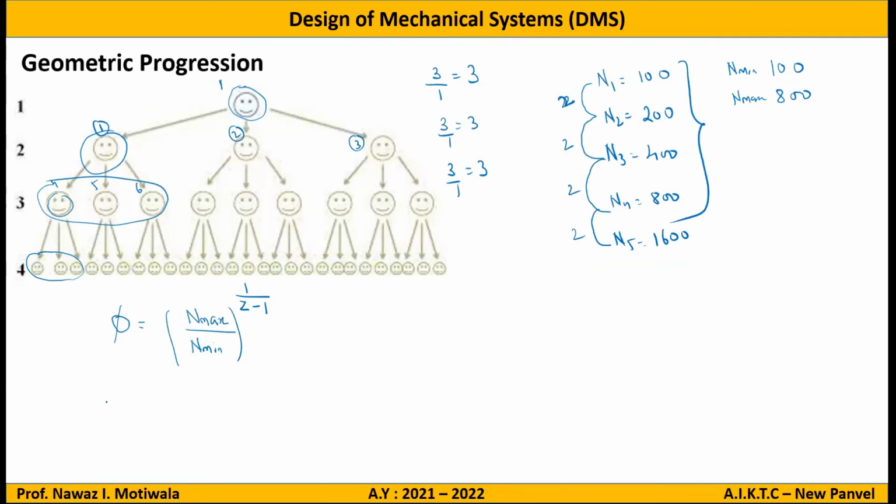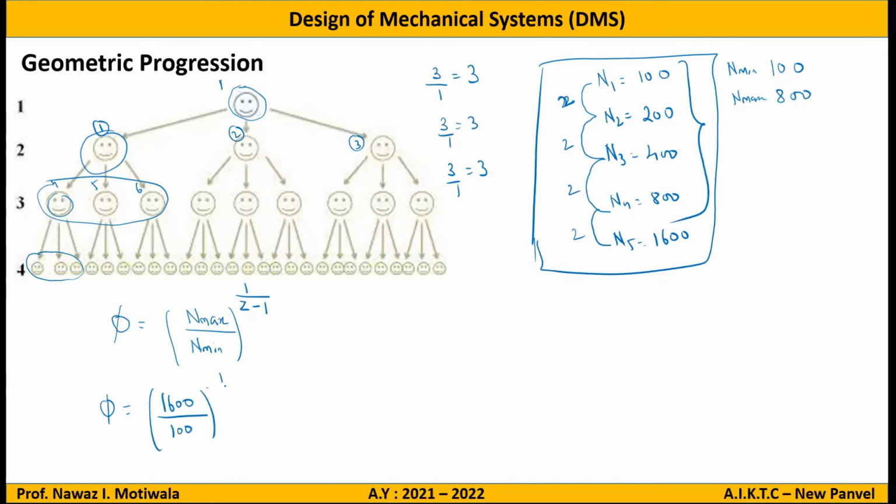So let us substitute. Phi is equal to, what is my maximum speed as per the example? 1600. Okay, 1600 divided by minimum speed is 100, correct? Raised to 1 upon how many steps I am going? 1, 2, 3, 4 and 5. So 1 upon 5 minus 1, that is 1 by 4.